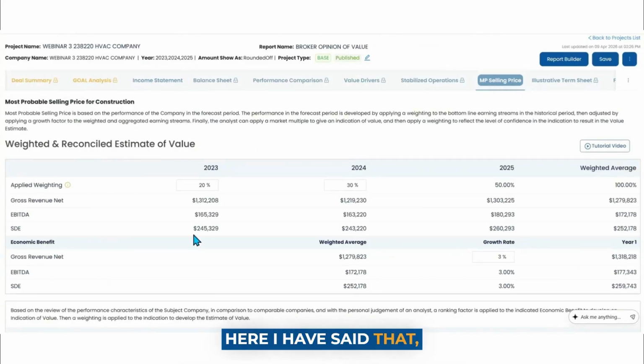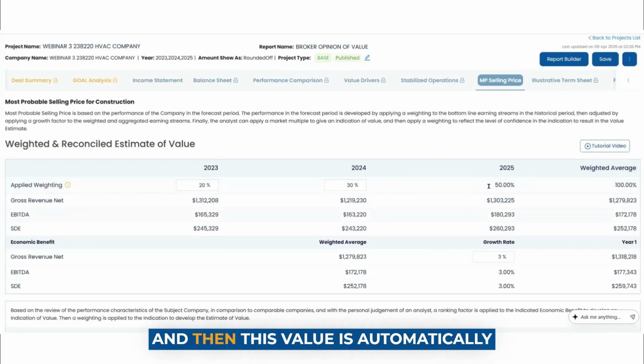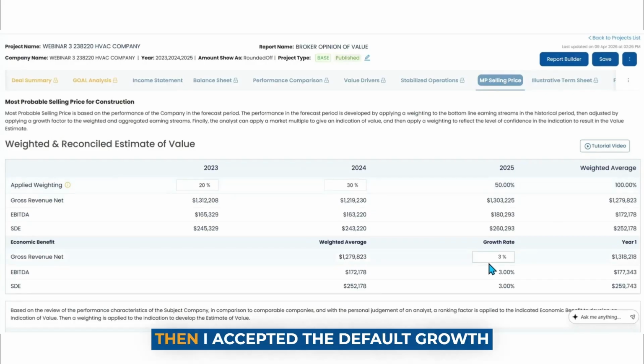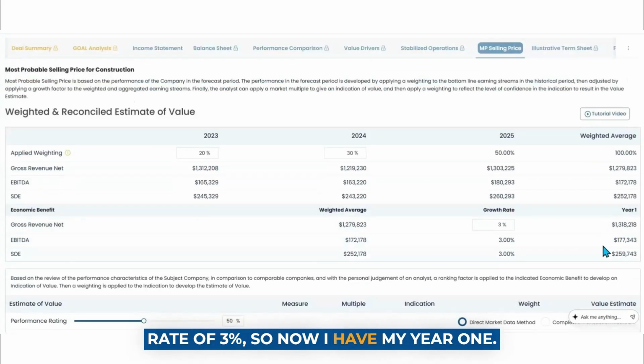Here I have said that, okay, I'm looking at a little bit of pattern, and I may see that seller discretionary earnings went from 245 in 2023 to 260,000 in 2025. So I'm going to put more weight on the most recent year. So I entered 20%, 30%, and then this value is automatically calculated to reflect the balance so that the total is 100%. Then I accepted the default growth rate of 3%. So now I have my year one.